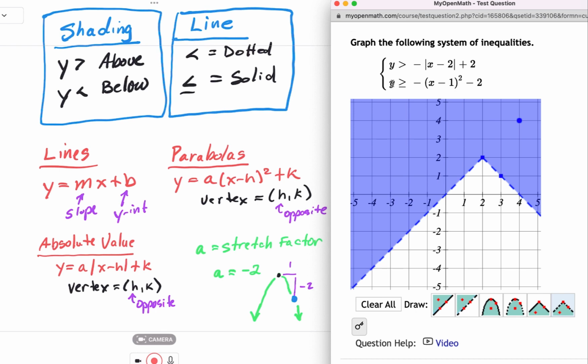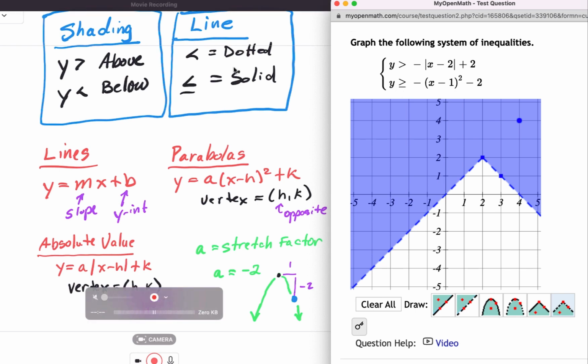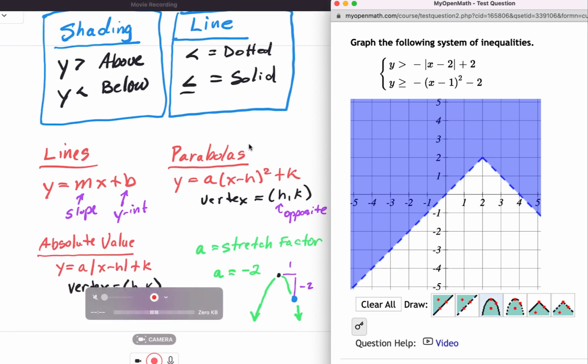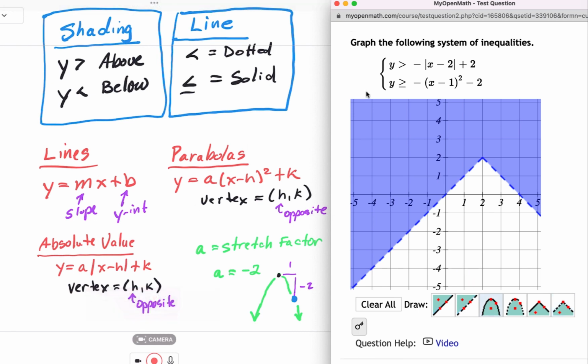Now let's look at the parabola next. This parabola is going to be a solid parabola because I see an equal sign. I also want to make sure I'm shading the correct side of this one. So I'm going to choose the solid parabola graph first, and then let's make the vertex. The vertex of our parabola is going to shift opposite right here, 1 to the right, and then down 2. So I go 1 to the right, down 2. There's my graph. Lastly, you have to decide what the stretch factor is. It's -1, so I'm going to go one square to the right, and then down 1 to make that graph.